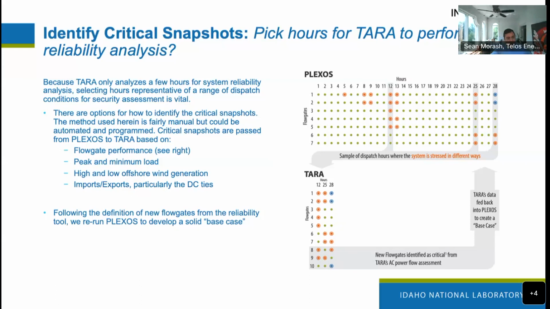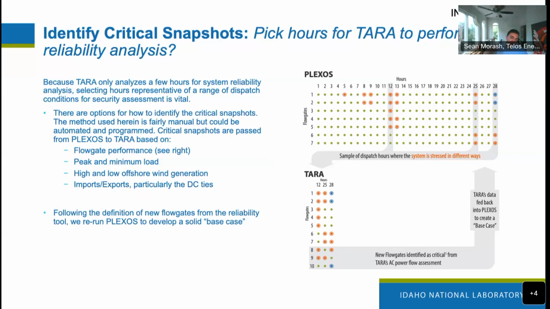So we're working towards a conference paper on this topic, on kind of how to think through pairing an economic simulation that has 8,760 hours for a given year with an AC power flow tool that really is set up to handle certain snapshots, certain hours. And it's not really prepared to talk through kind of the full year's worth of simulation.